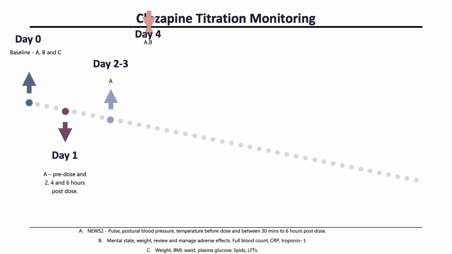The same for day 3. On day 4, it's a NEWS, 30 minutes pre-dose, 6 hours post-dose, and B, a mental state, weight, review, management of adverse effects, full blood count, CRP, troponin T. On day 5, we're going to do a full NEWS, 30 minutes pre-dose, 6 hours post-dose, and we're going to check the results from day 4.